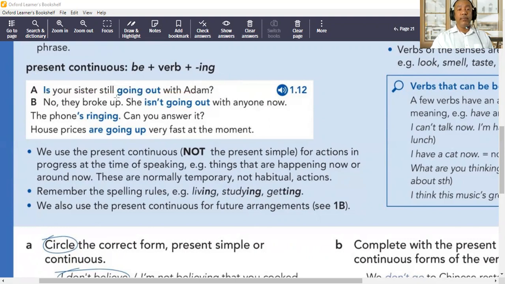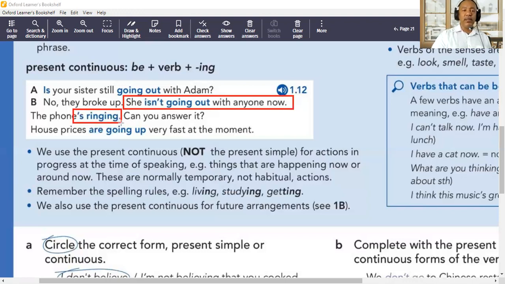No, they broke up. They broke up. She isn't going out with anyone now. Good. So I'm going to talk to her, right? So she isn't, that's a negative, right? She isn't going out with anyone. Okay, the phone's ringing. Can you answer it? Okay, at the moment. All right, so the present continuous is used in two situations.